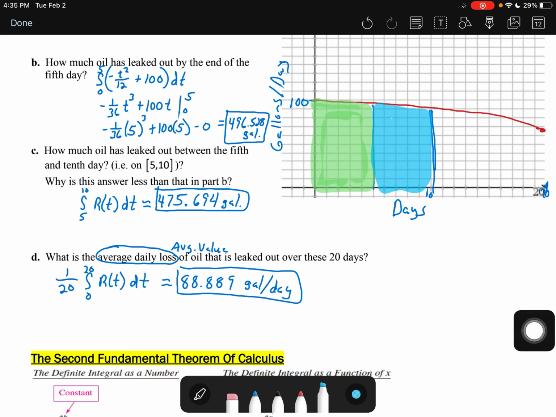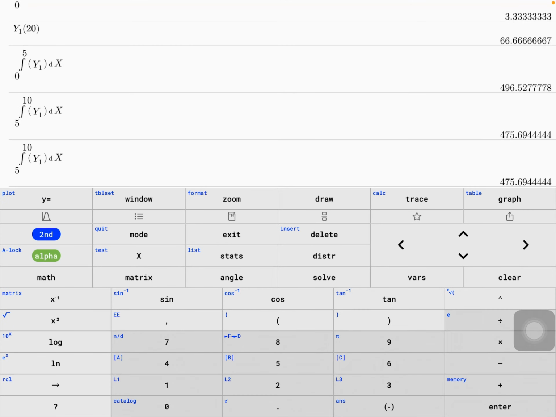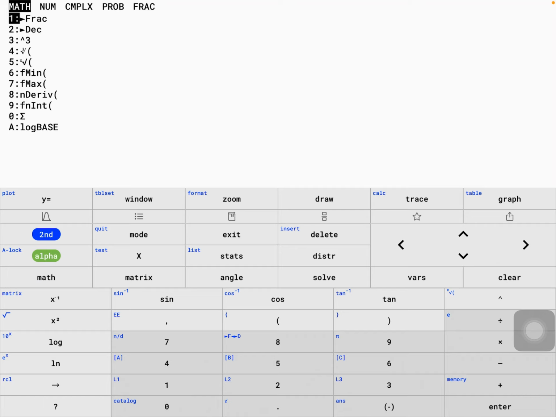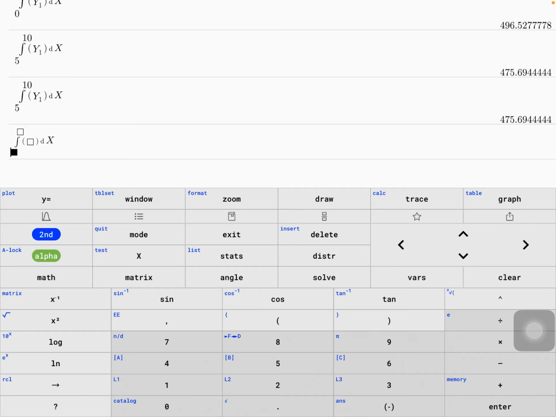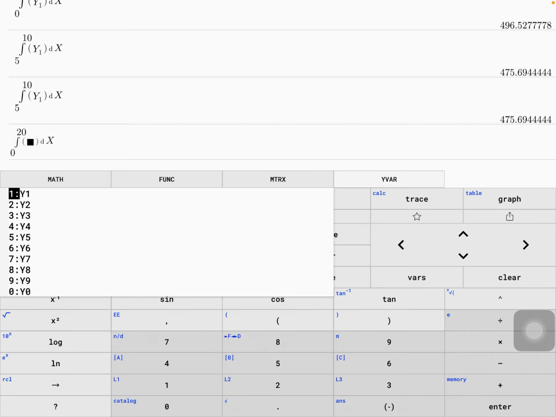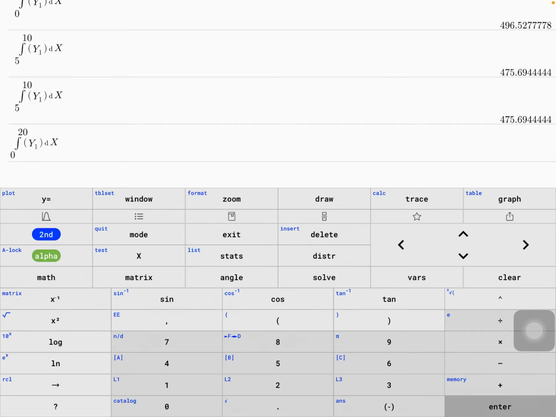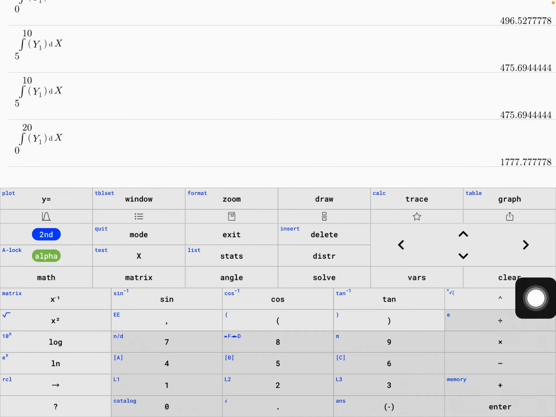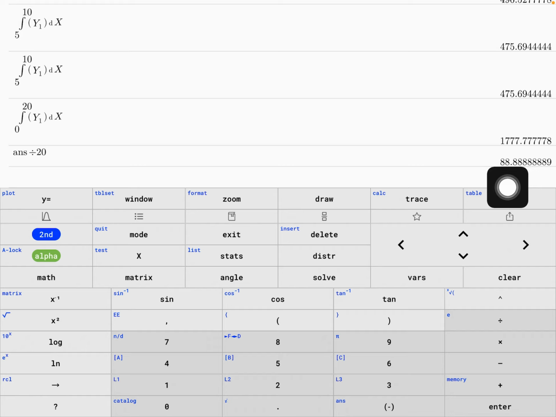Okay, so we can do that one on our calculator too. So again, math 9, and this time we're going to go 0 to 20, and here I've still got my alpha f4, that's my function. Choose that one. I'm going to hit enter here, and then I'll divide that answer by 20. So I hit enter. Is it still thinking? Sometimes it takes a little while for it to think. It takes a minute to calculate that. And then I'm going to divide that by 20. So I'm just going to hit divided by 20, enter. And so then I get 88.88, repeating it looks like.